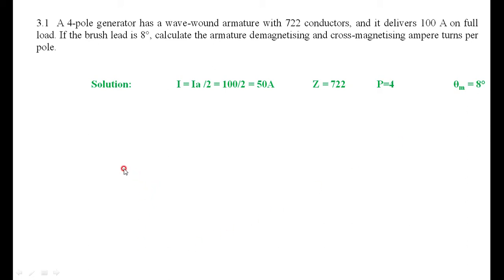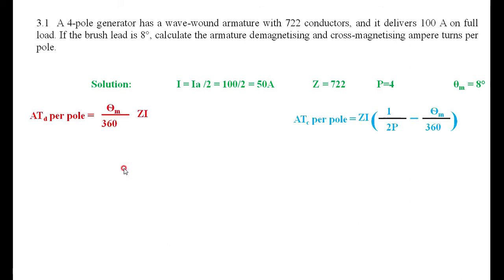Now we are asked to find ATd and ATc per pole. You just have to write the equations. ATd per pole is theta m divided by 360 multiplied by Z I. At the same time, ATc per pole is Z I into the bracket 1 by 2p minus theta m by 360. All the data are given, so just substitute in these equations. Theta m is 8, 360, Z is 722, and I, the current flowing in each conductor, is 50. Then we get 802 ampere turns for each pole, which have the demagnetizing effect.